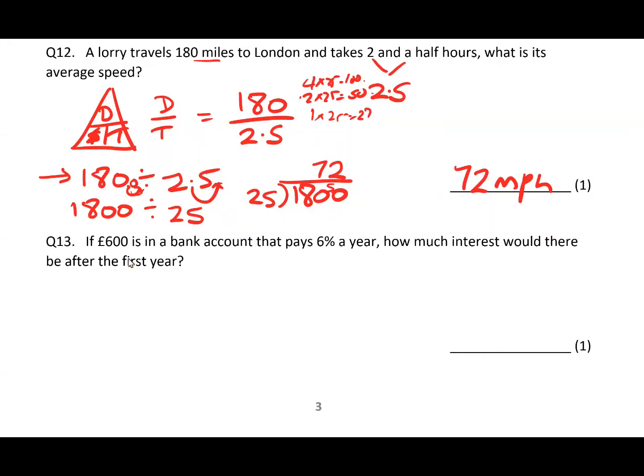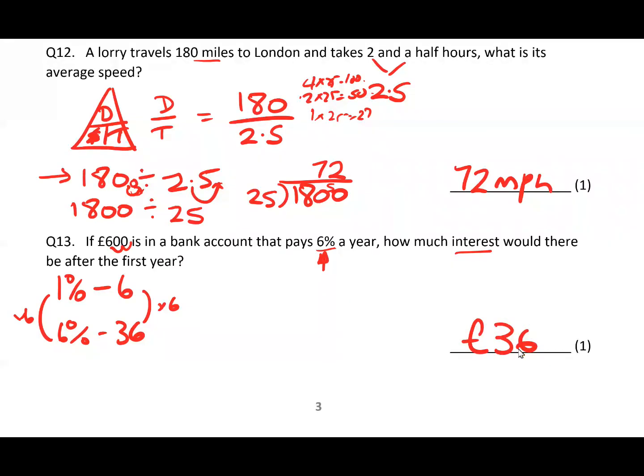Question 13. If £600 is in a bank account that pays 6% a year, how much interest would there be after the first year? So they're just looking for the interest, not the total amount at the end of the year. So you're level 2 and you have to find a percentage of an amount without a calculator. So we can use the 1% rule. We know 1% is £6. So 6% is £36. So the amount of interest after the first year is £36.